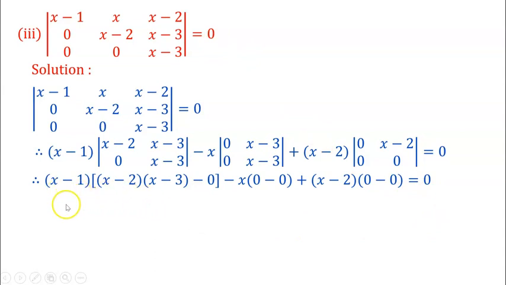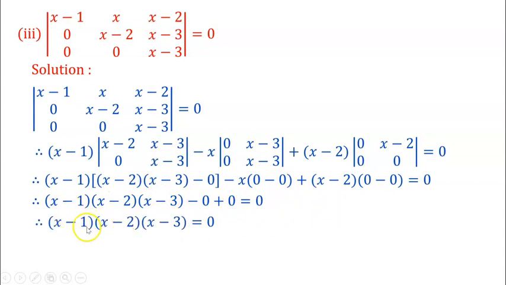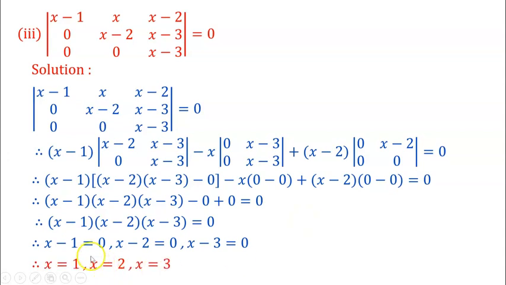Next, x minus 1, and after simplification of this, that is x minus 1 into x minus 2 into x minus 3. Here you will get 0, 0, and that's equal to 0. Now the factors are already here. x minus 1 into x minus 2 into x minus 3 equals 0, and hence you will get x minus 1 is equal to 0, or x minus 2 is equal to 0, or x minus 3 is equal to 0, and hence x is equal to 1, x is equal to 2, or x is equal to 3. These are the values of x.